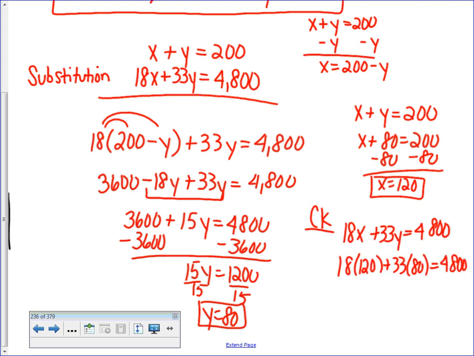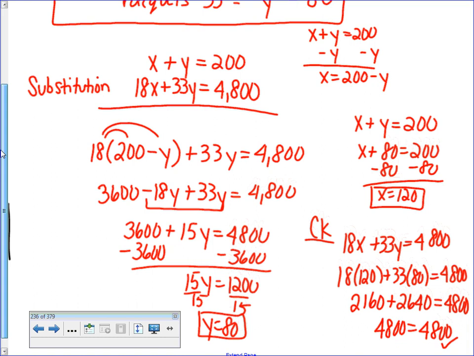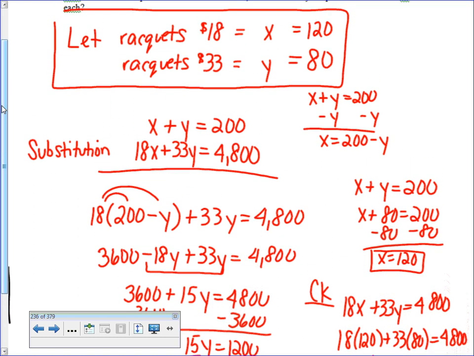And again, just take the time to do the check, because that will make sure that we are correct. So 18 times 120 is 2,160. 33 times 80 is 2,640. Is that going to equal my 4,800? And sure enough, it does work. So this is how I know I am correct. I got whole numbers, which would resemble the rackets, and I know I am correct, and that is my correct solution set for that word problem.